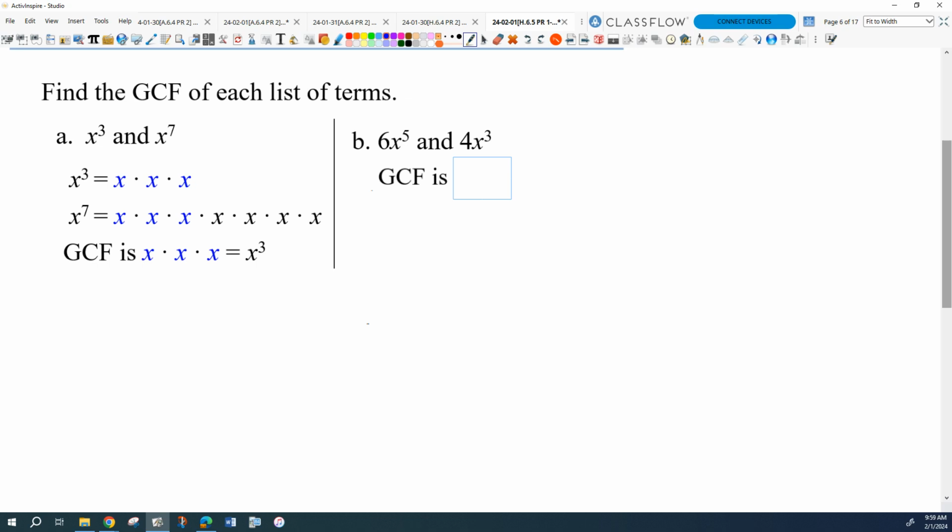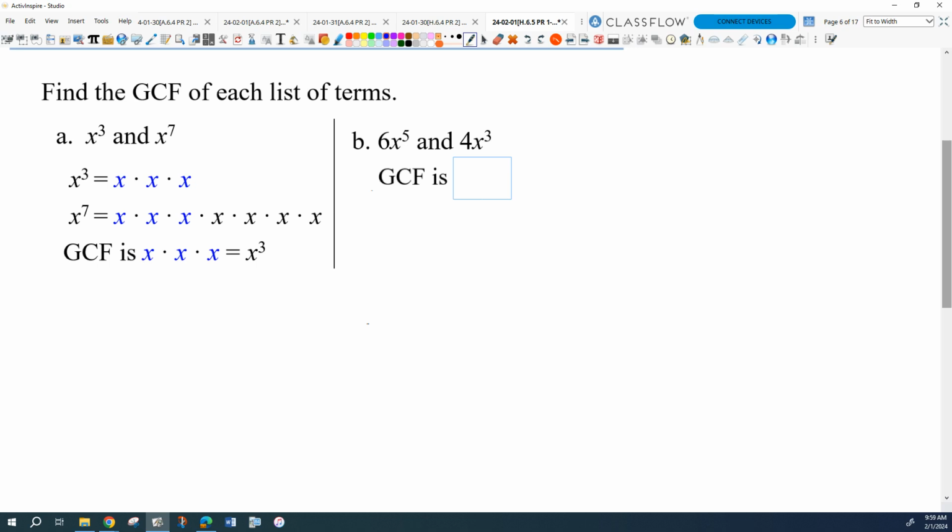But you guys could have told me that without having that middle step there, because we have the same base, which is x, and we can only factor out the smallest power of that like base, which is 3. Okay? Give me thumbs. How we doing?